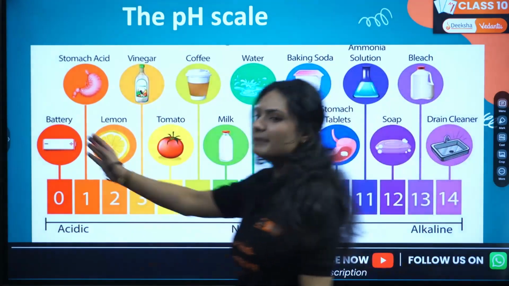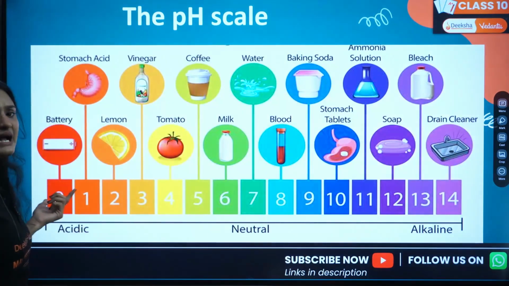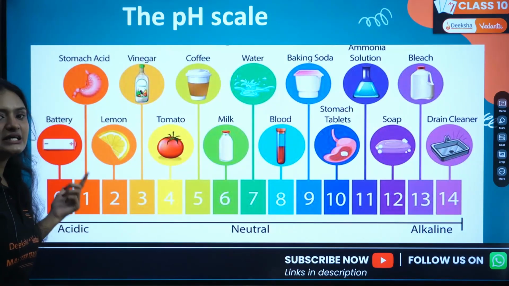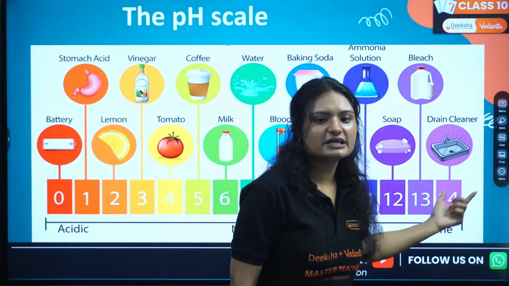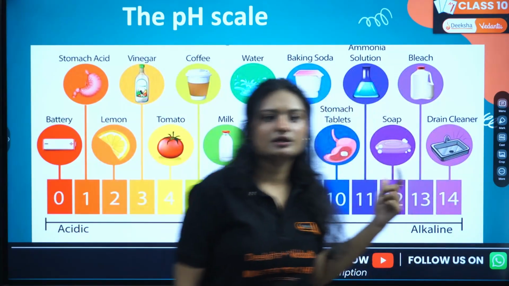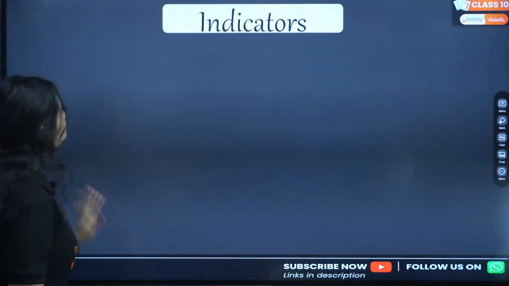So for example, the acid that is in a battery is very acidic, highly acidic, and sodium hydroxide, here we have sodium hydroxide, it will be highly alkaline. Okay, my dear kids, moving on.